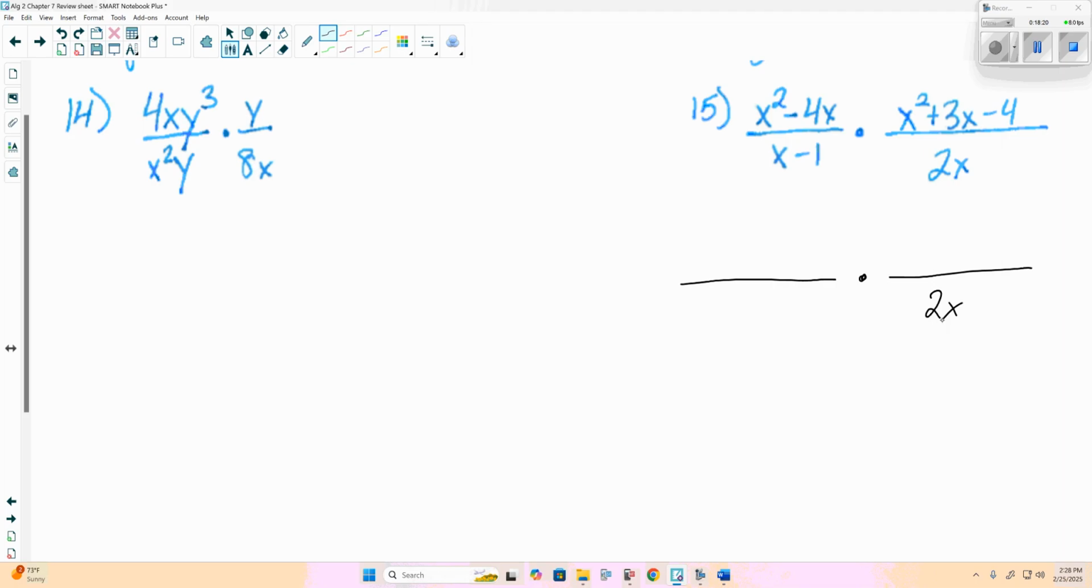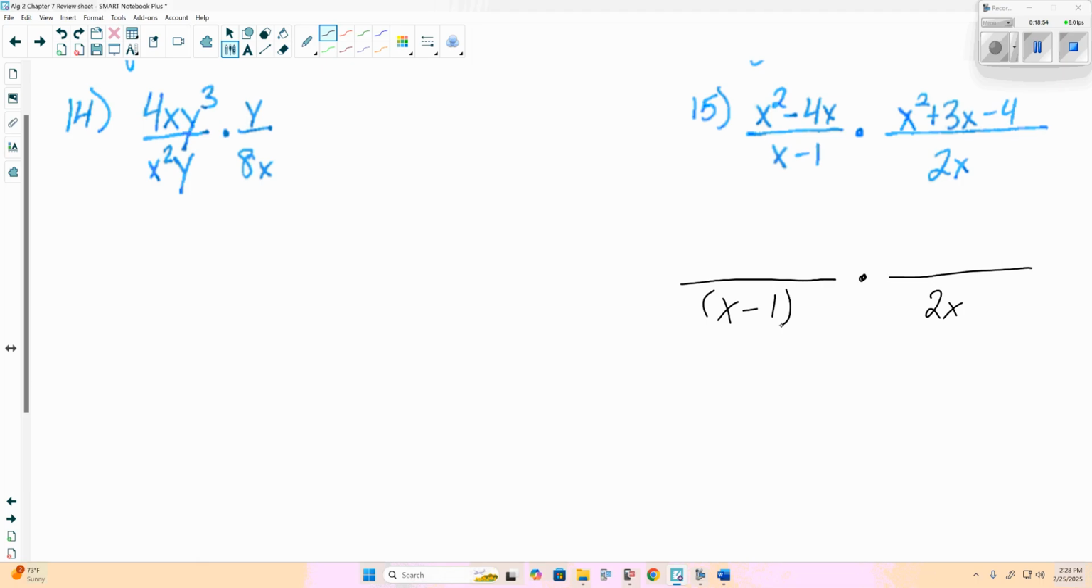Now 2x is as factored as it gets because it's a single term. There's actually another one that's already factored. X minus 1. X minus 1 does not have a greatest common factor between x and 1 besides 1. And the degree is 1, x. If it had been x squared minus 1, we could factor it to x plus 1, x minus 1. We can do more with it. X minus 1 is as simplified as it gets. So we can look at the numerators.